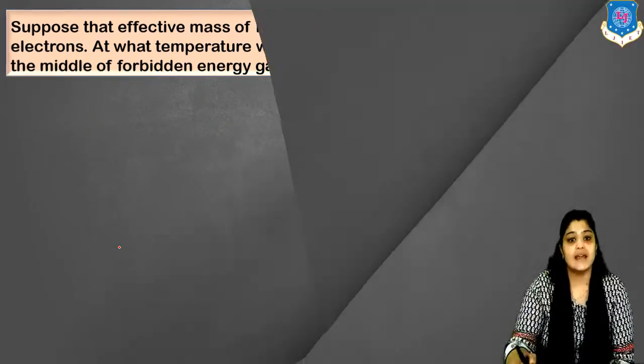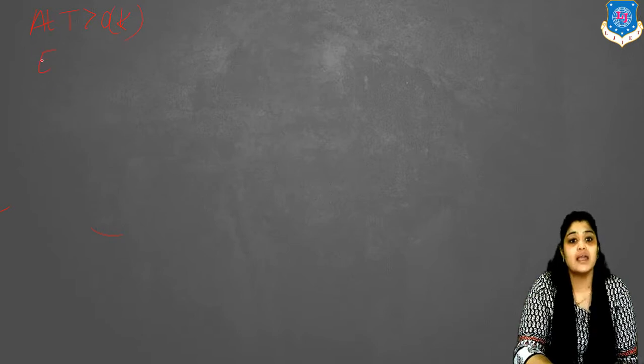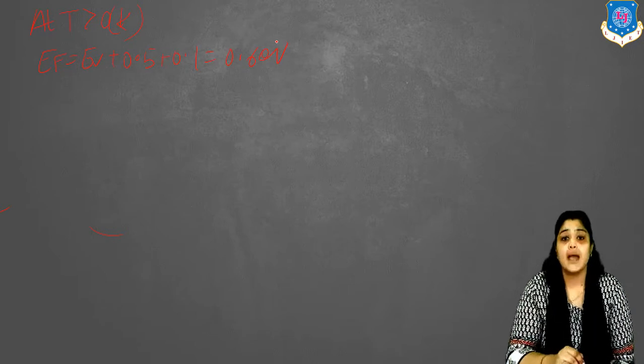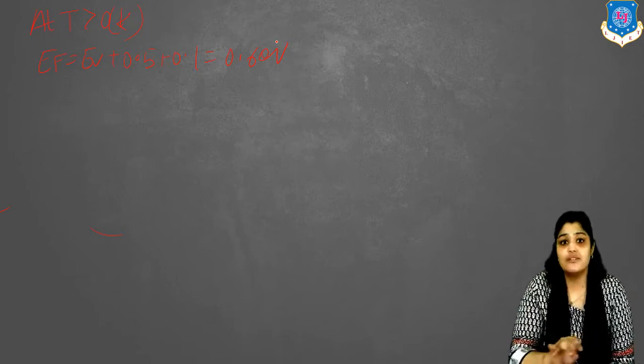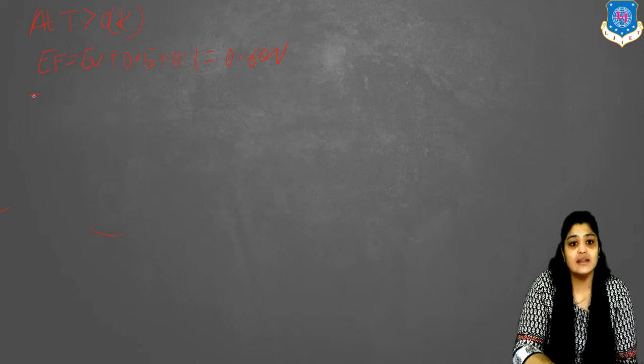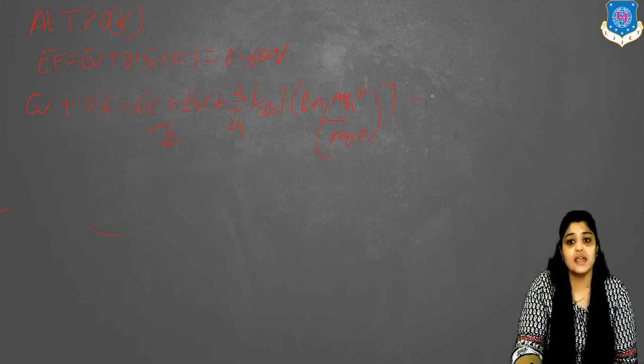So what I can write is, at temperature greater than 0 Kelvin, my EF would be EV plus 0.5 plus it has shifted by 0.1. This gives me 0.6 electron volt. And because the temperature is not 0, the equation of EF remains the same. So I can write that EV plus 0.6 is equal to (EC plus EV) by 2 plus 3 by 4 kBT ln of mh star upon me star. Getting it? Say this is my equation number 2.